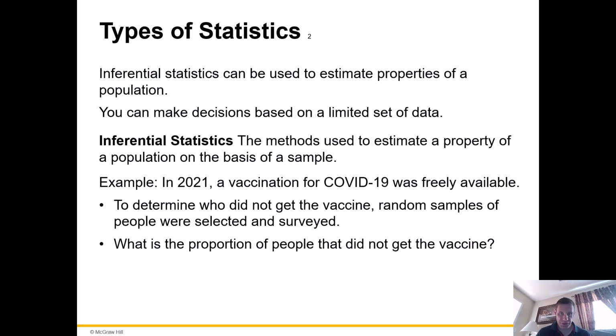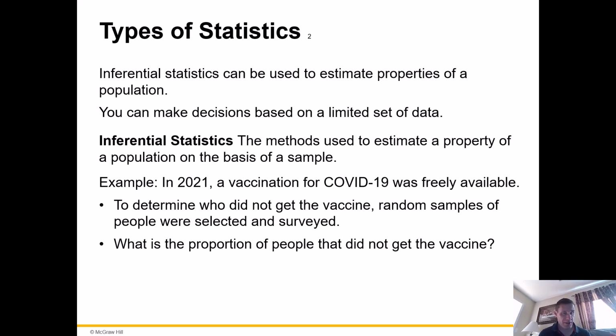Now, what about inferential statistics? Inferential statistics can be used to estimate properties of a population. It helps you make decisions based on a limited set of data. When they say limited set of data, think about sample versus population. I'm sure those are all terms you've heard before. You may have taken a stats class in the past, or perhaps in high school. The idea is, we can't get the whole population. It's too expensive and too time consuming.